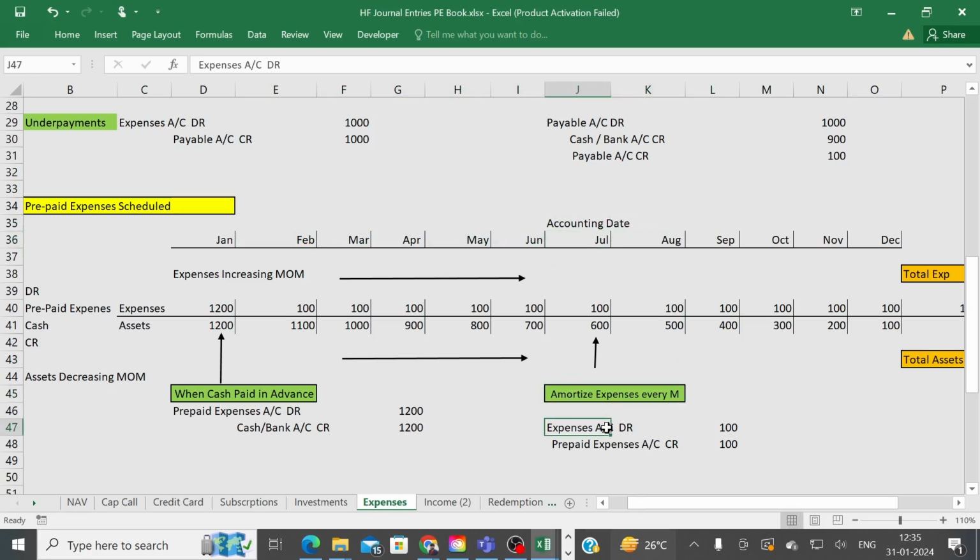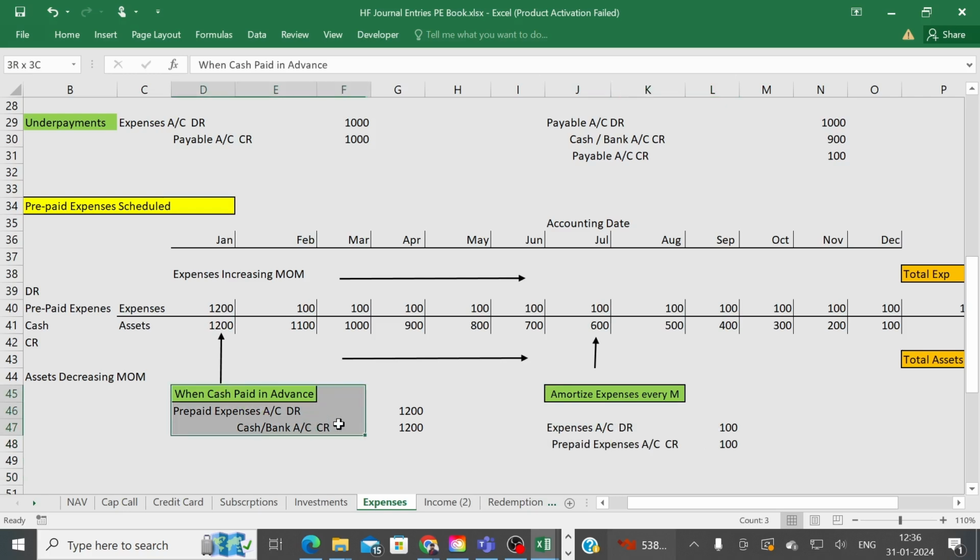It depends on your quarter as well. How you want to amortize depends on that: if it is monthly amortization, quarterly amortization, or yearly amortization. As per the amortization schedule, just follow it and amortize: expense account debit, prepaid expense account credit. So every month, or depending on the schedule, you can amortize expenses like this and record them in the books of account.